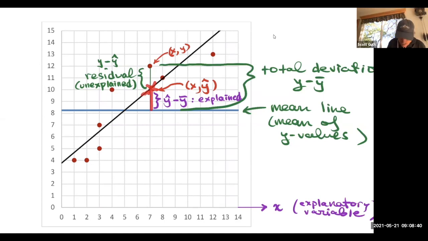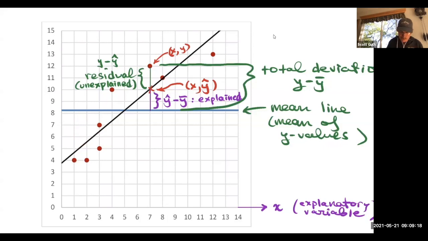You're basically looking at all these deviations from the line. The explained amount is the deviation from the mean to the line of best fit. Okay, just the amount that is explained by the explanatory variable. So for every one of these, you compute the explained deviation, square these, and add them up for all the points, and that's SSR, the explained part.